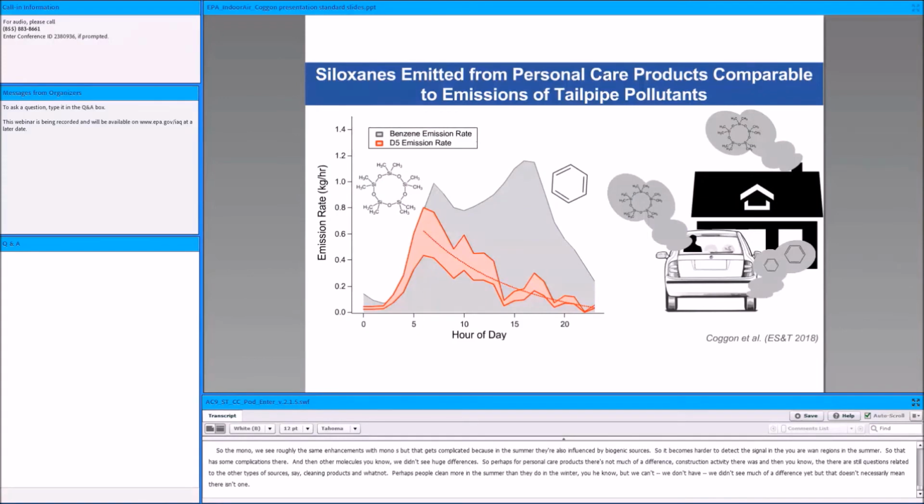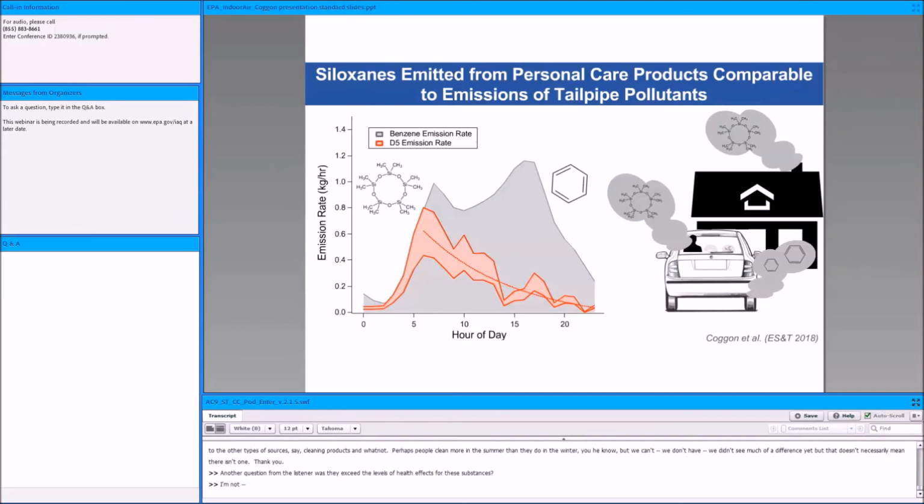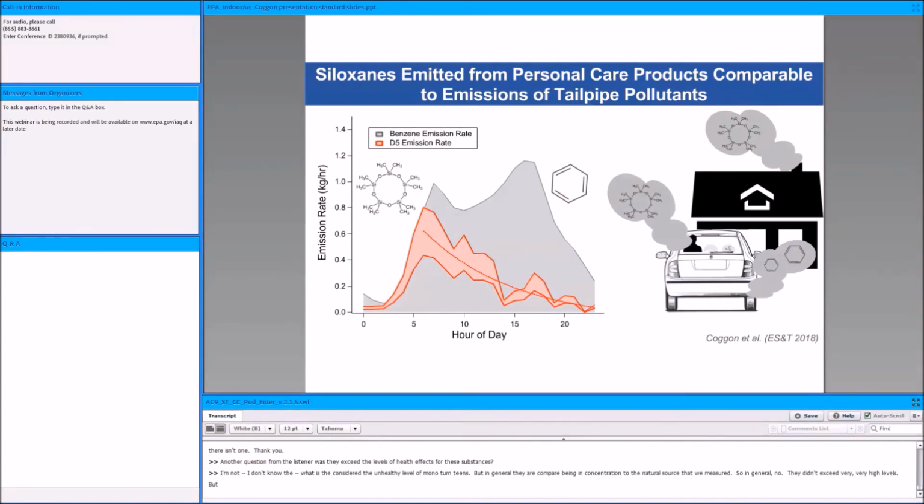Another question from a listener was, do the levels of monoterpenes in urban areas exceed any levels associated with health effects for these substances? I don't know what's considered the unhealthy level of monoterpenes, but in general, they are comparable in concentration to the natural source that we measured. So in general, no, they didn't exceed very, very high levels, but they're comparable to the natural source.